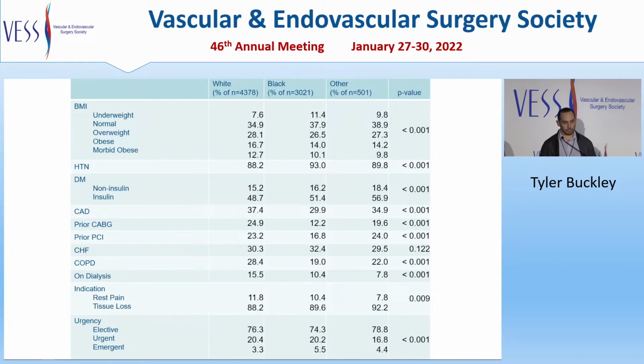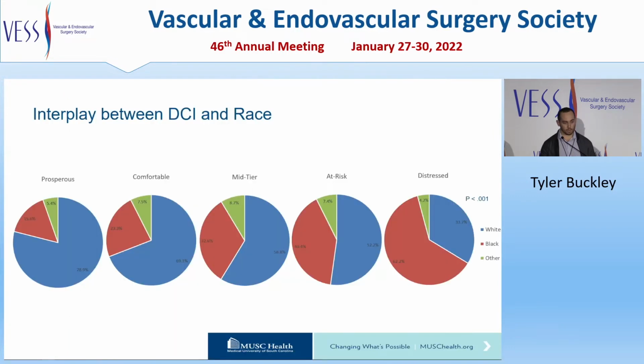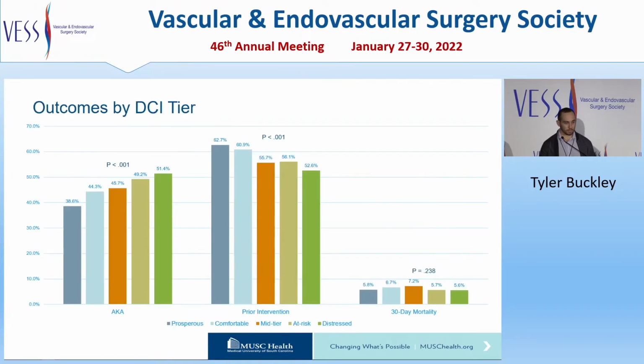When looking at these same comorbidities based on racial group, we see that our Black and other minorities had a higher rate of being underweight, hypertension, as well as diabetes. And when looking at our indication and urgency, our minority groups had an increased rate of tissue loss as well as underwent more emergent amputations. The interplay between DCI and race is interesting, and we see that as we trend through our more distressed groups, we have an increased proportion of Black patients.